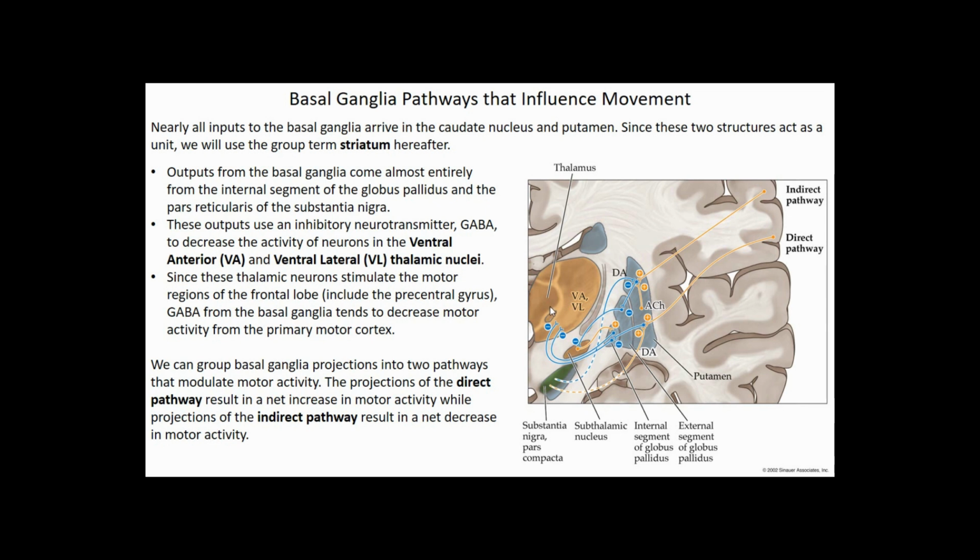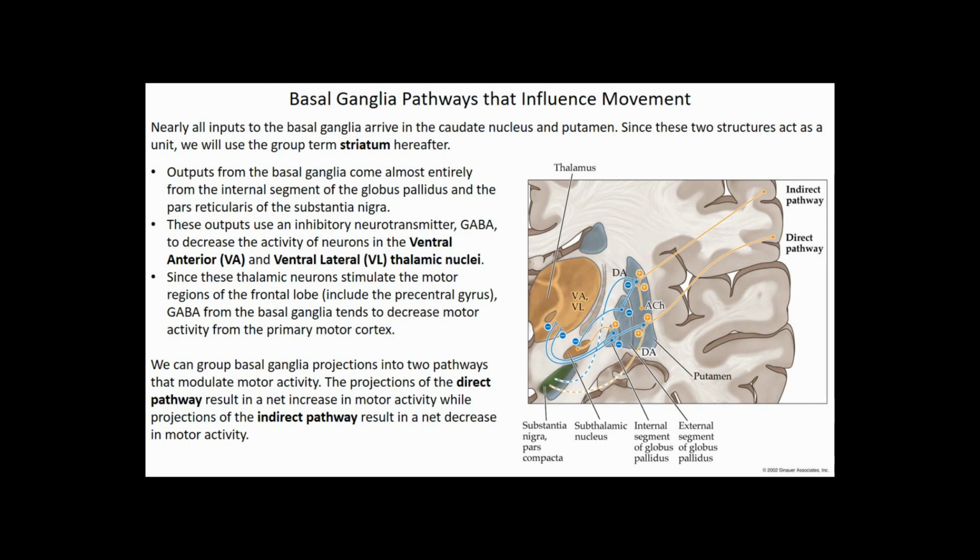And so those outputs are going to be coming from the internal segment of the globus pallidus and the pars reticularis, which again they're not showing here, which is a bit unfortunate, but the pars reticularis of the substantia nigra. So those GABAergic outputs are going to go to the VA and VL thalamus. And the VA and VL thalamus are largely involved in stimulating motor activity in the frontal lobe. So generally, VA and VL thalamus stimulate motor activity. The basal ganglia, their tendency is to inhibit motor activity by inhibiting the VA, ventral anterior, and VL, ventrolateral thalamus.